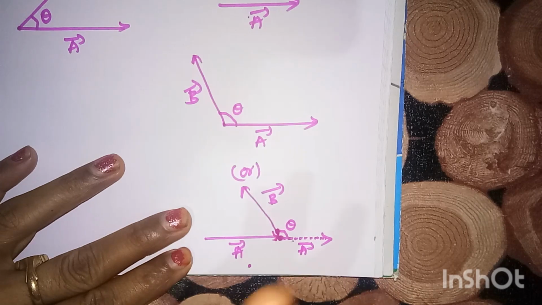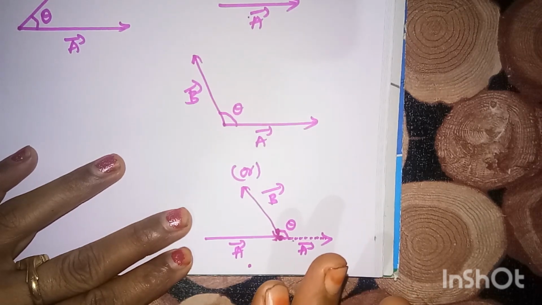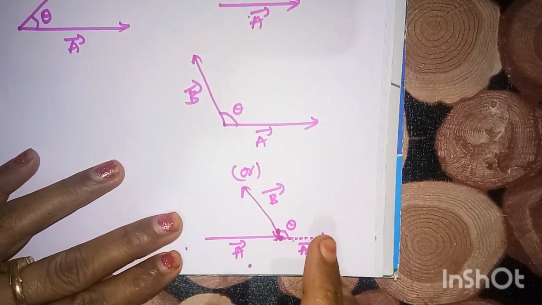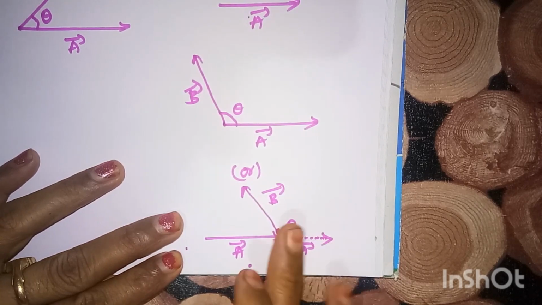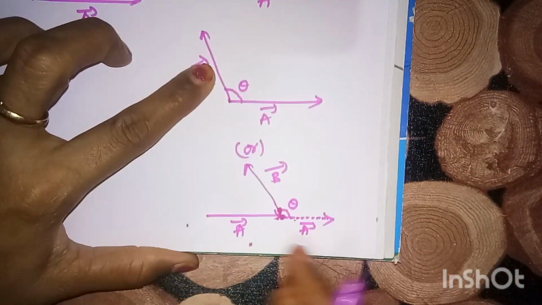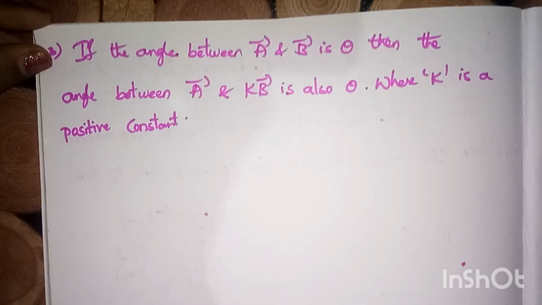So now you know the possibilities to find the angle between two vectors. By extending, you can find the angle between two vectors. By extending any of the vectors, you can find the angle between two vectors. So this is one possibility, and this is another possibility.